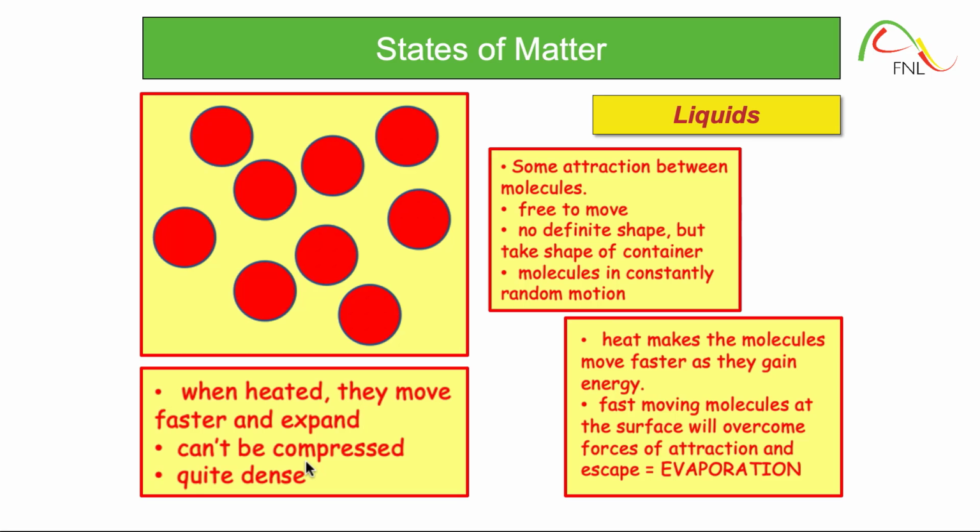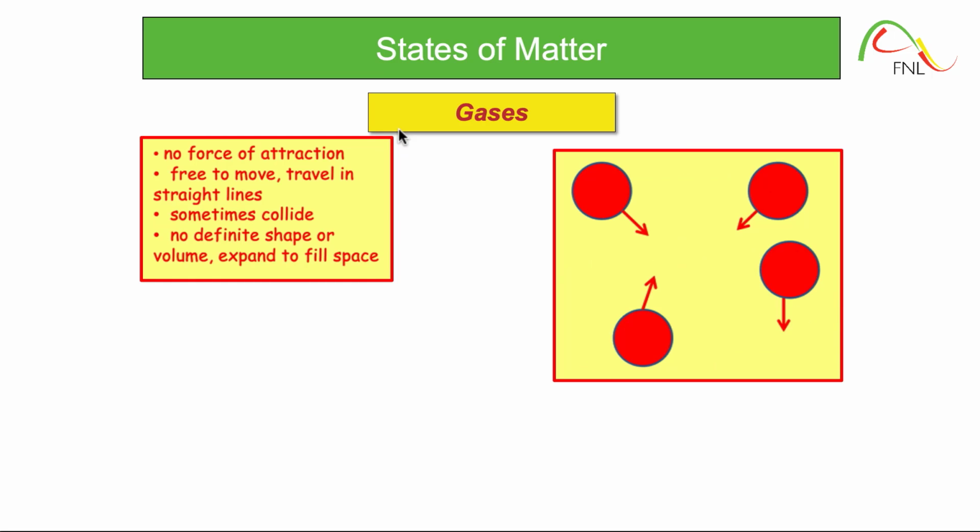They can't be compressed and they're quite dense. Going back to the heating, the heat makes the molecules move faster as they gain energy. The thermal energy converts into kinetic energy as they move faster and faster. Fast-moving molecules at the surface, this is your cup, those particles on the surface will overcome any forces of attraction and escape. And we call that evaporation because they've changed into a gas.